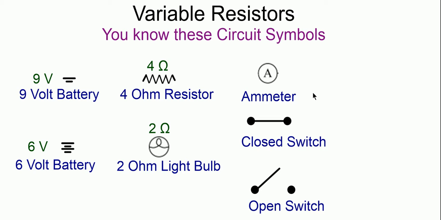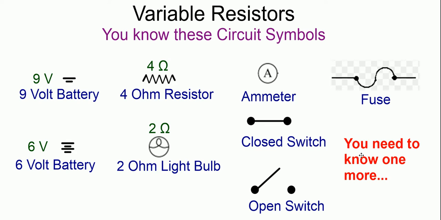A few ones over here. First we have an ammeter, which is simply a gauge. It reads the amount of current on a circuit. It doesn't do anything, but it just tells you what the current is, the ammeter. Then we have two switches, a closed switch where current can flow through, and an open switch where the circuit is open and there's no current, is there.